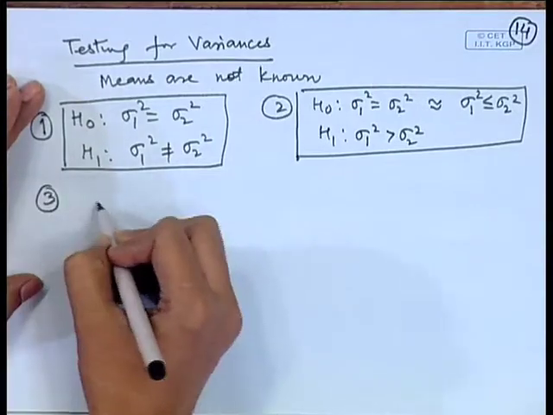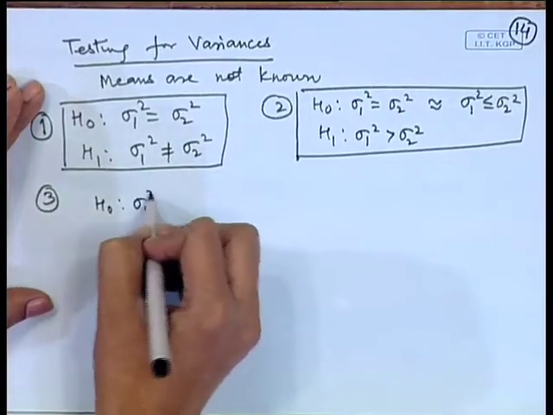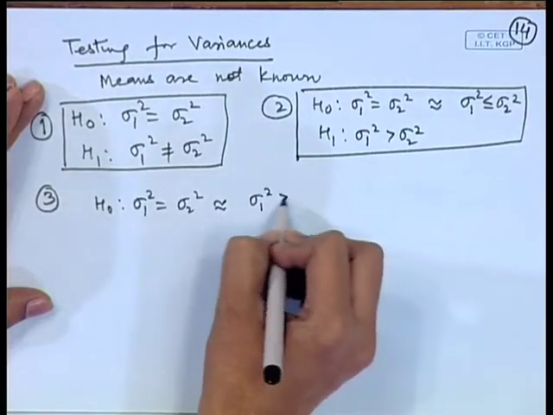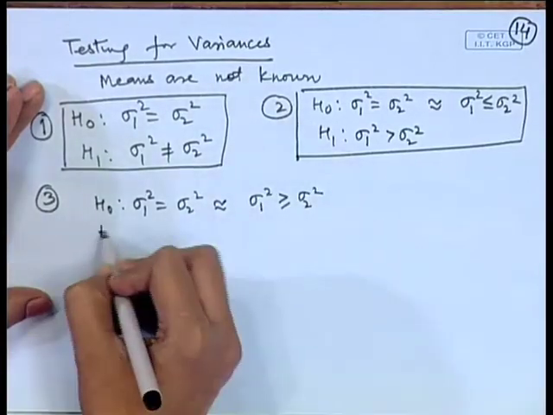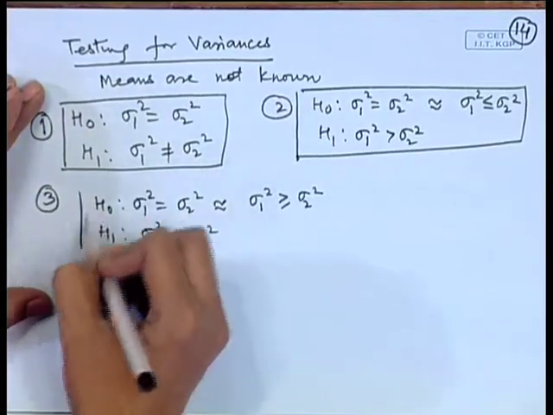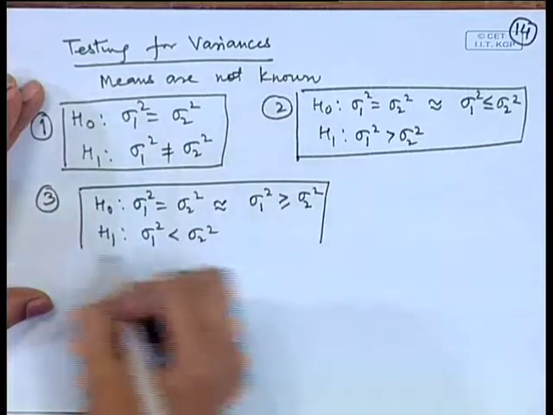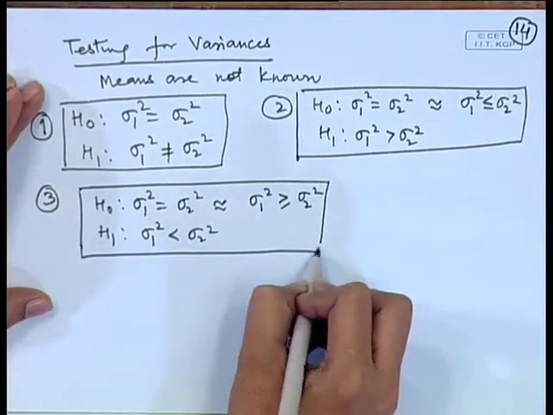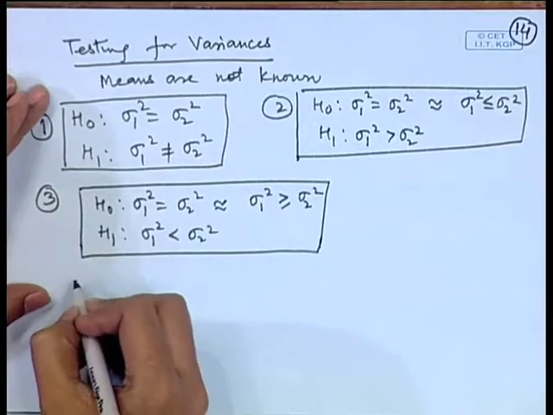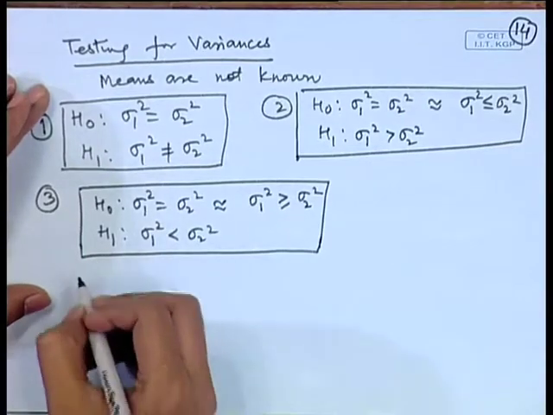Another case could be H naught: sigma 1 square is equal to sigma 2 square, which is of course equivalent to sigma 1 square greater than or equal to sigma 2 square against sigma 1 square is less than sigma 2 square. So, let us give a test of hypothesis for all the three cases. We can consider an F test here.